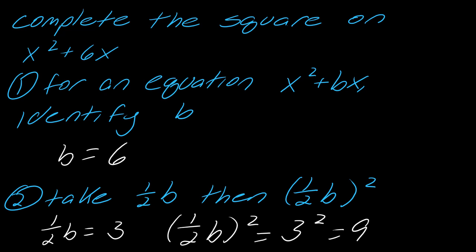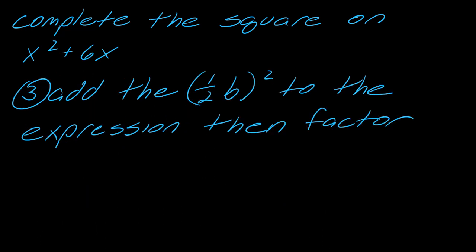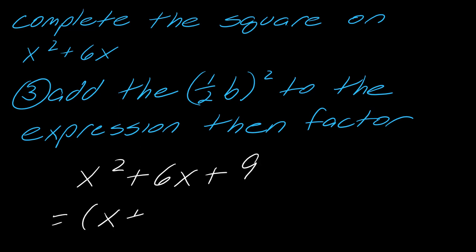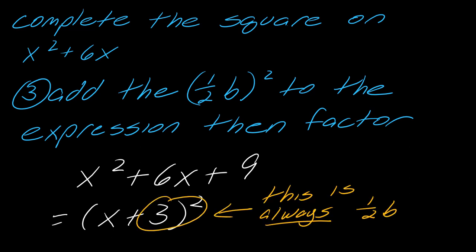So I'll make some space for this. The last thing that we want to get in our system is that we're going to take whatever our half b squared is, and we're going to add it to the original expression and factor it. So here's what I mean. I have x squared plus 6x. So my half b squared in this case was 9. And here's the thing I want to get used to doing. I want to rewrite this now in its factored form as x plus 3 squared. Okay, so a huge hint for this.